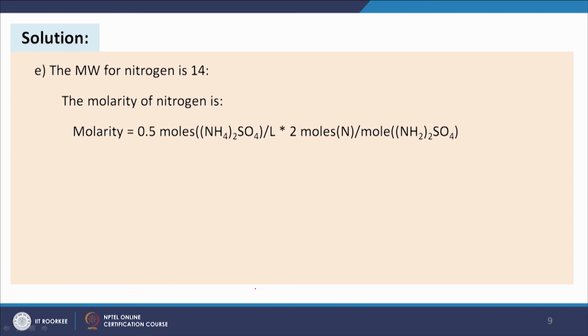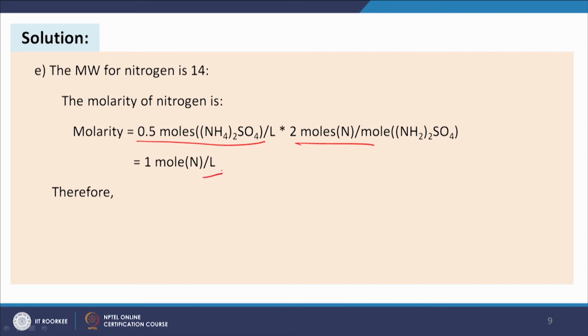For part E, the molecular weight of nitrogen we know is 14. So, molarity of nitrogen is equal to how much? So, we have 0.5 moles ammonium sulphate. 1 ammonium sulphate has 2 nitrogen. So, 2 moles nitrogen per mole of ammonium sulphate. So, we will be multiplying it with this.